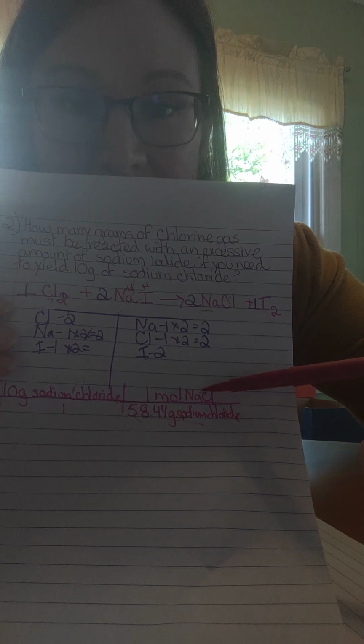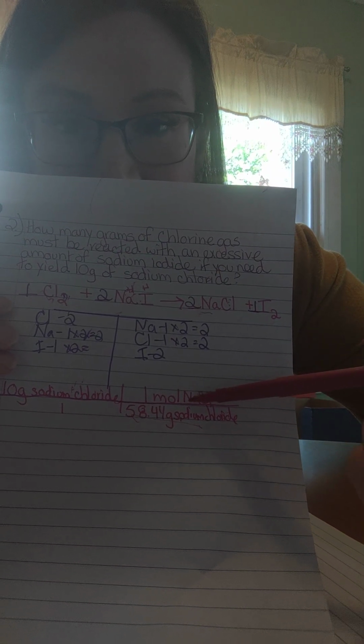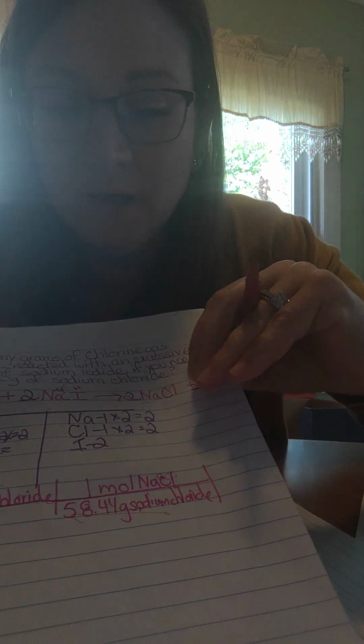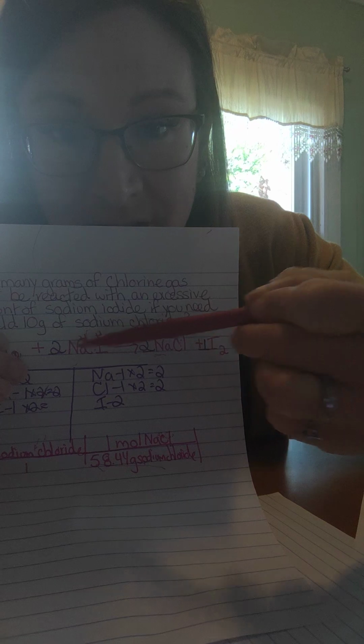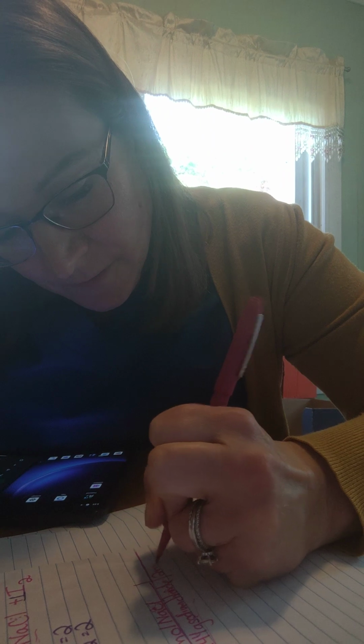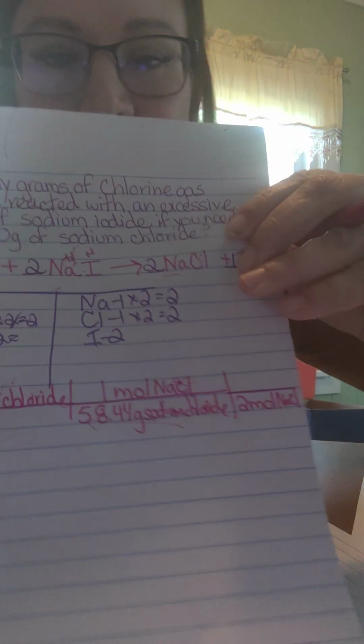So then we need to look at our ratio. We need to figure out how many moles of sodium chloride we have in the equation, which we go back up to our chemical equation. So we have 2 moles. So in this equation, we're going to put 2 moles down here, 2 moles of sodium chloride.